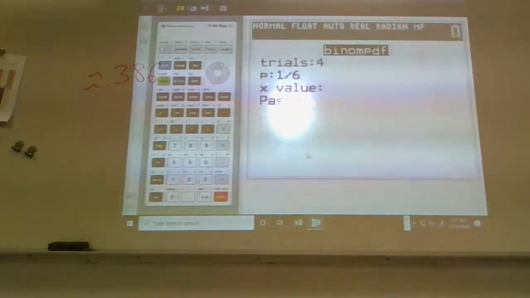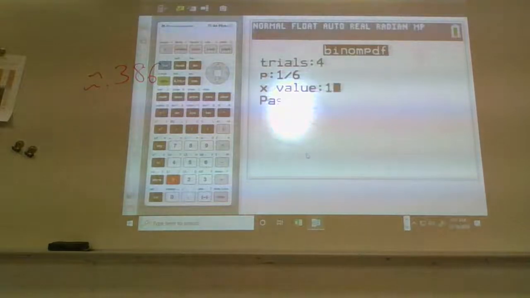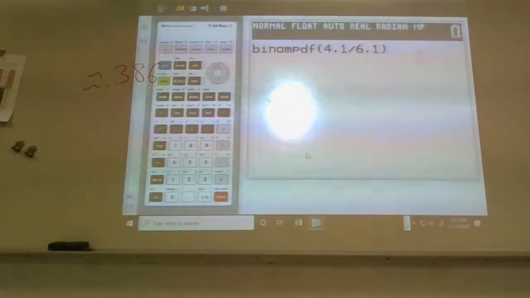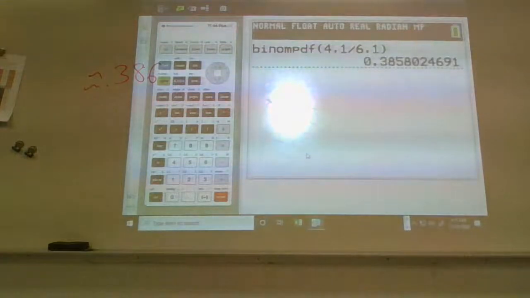And how many times were we looking to get a 3? How many times did we say we wanted to get exactly this many? Just 1. This is what this calculation does for you. If you hit paste and enter, it does it for you.